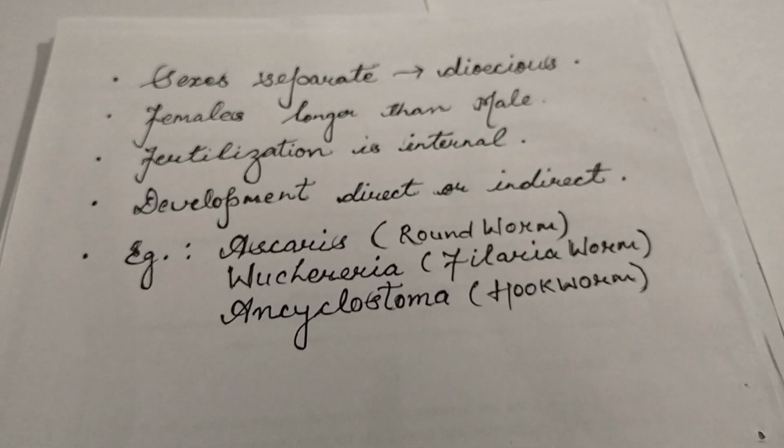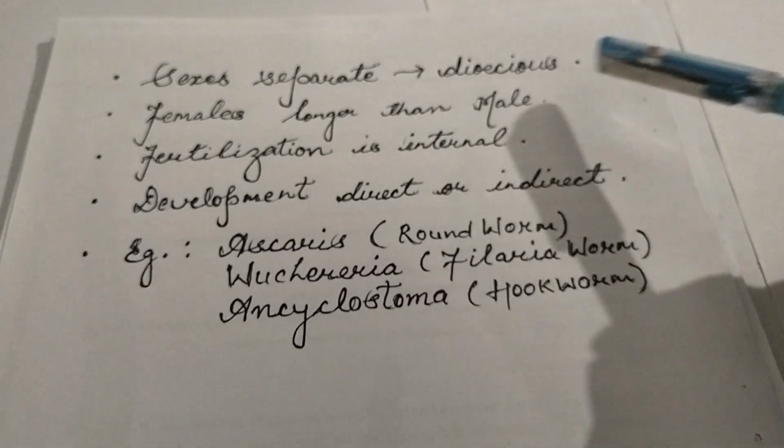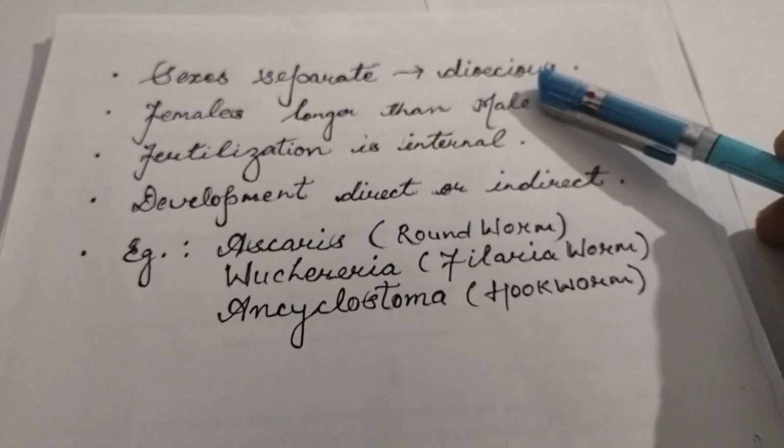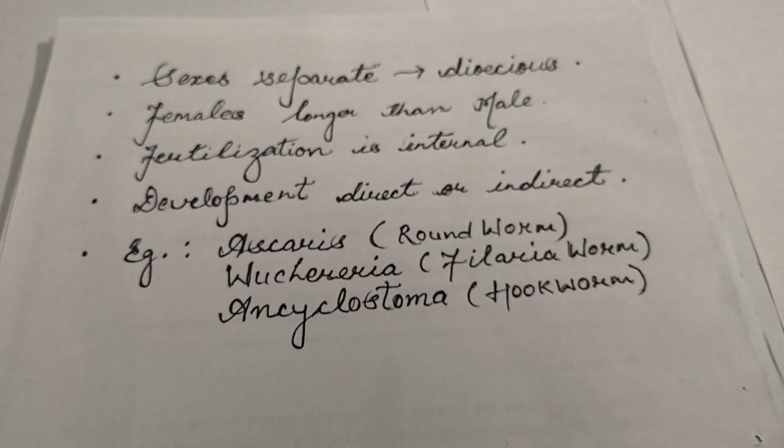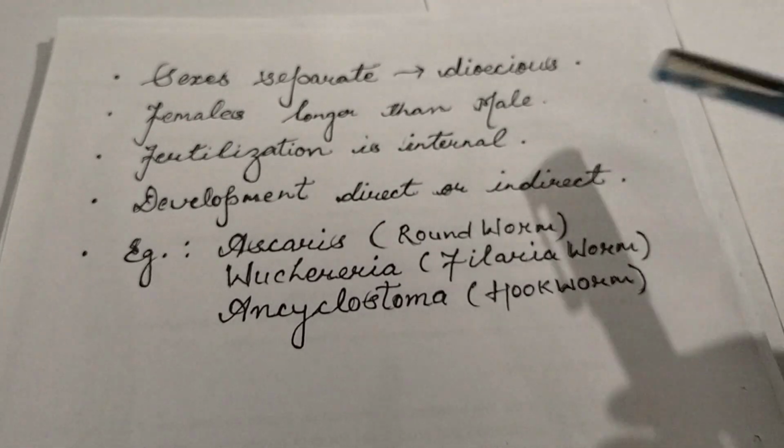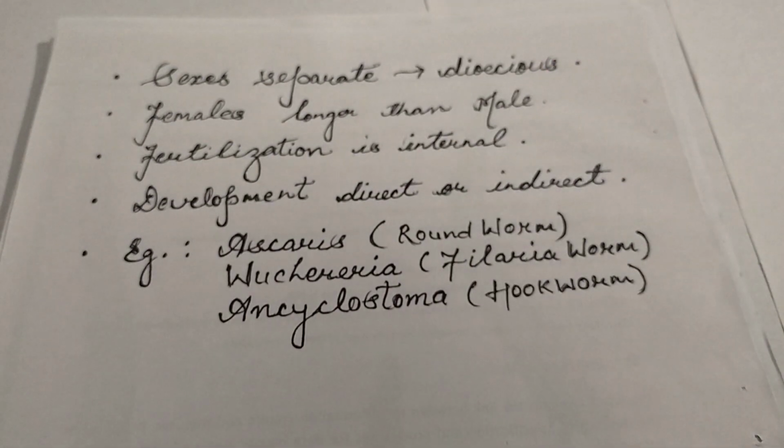Next character in Aschelminthes, sexes are separate, means there is a different male and a different female organism. This is called separate sexes, and this condition in biology is known as dioecious. You may be asked, what are dioecious animals? The answer: the organisms in which the sexes are separate, that means there is a distinct male and female organism. Such organisms are called dioecious.